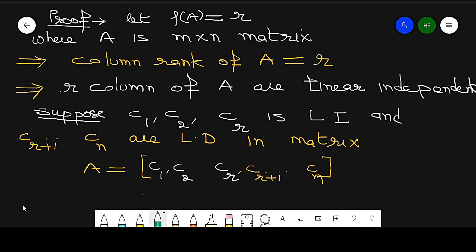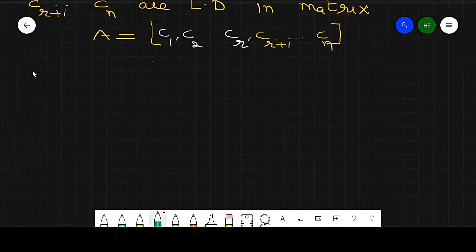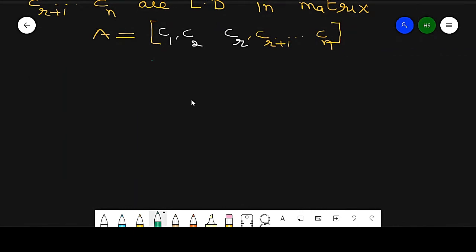Now after that, the given equation, which is AX equal to B. Now write the value of A.